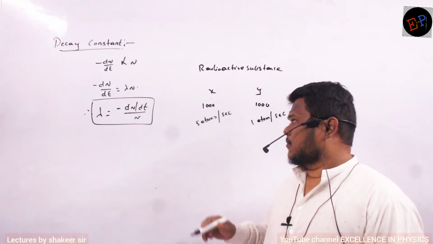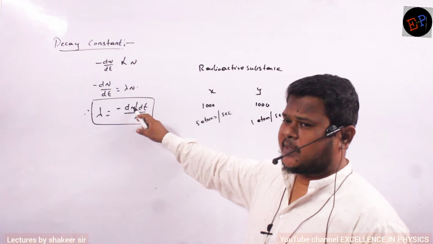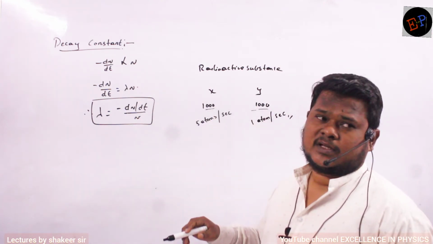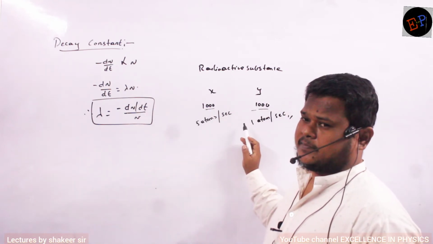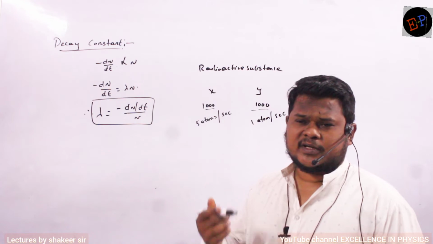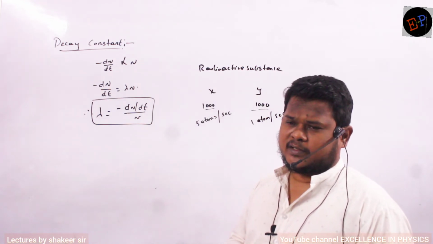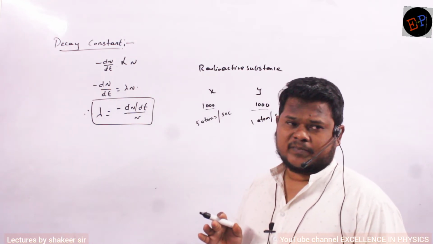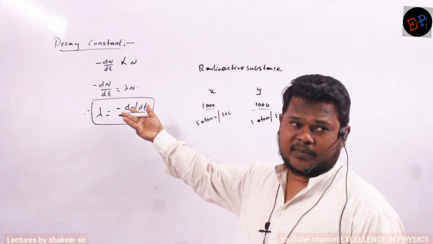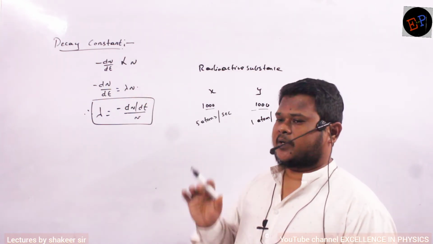Why? Because 5 atoms per second is nothing but dN by dt, no? And N value is the same, 1000, the number of initial atoms, that is constant. But if the number of disintegrations per second is greater, therefore we can say its lambda value is also greater. That is what is meant by lambda. For the number of available atoms, how many disintegrations are happening, that ratio is called lambda.